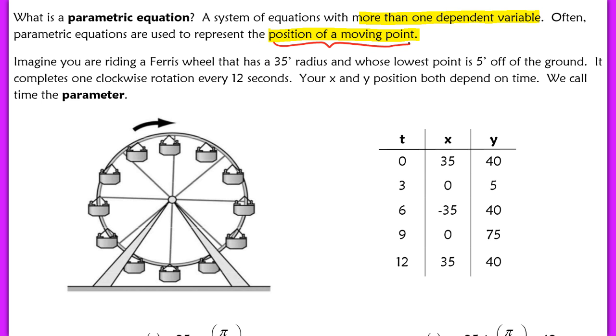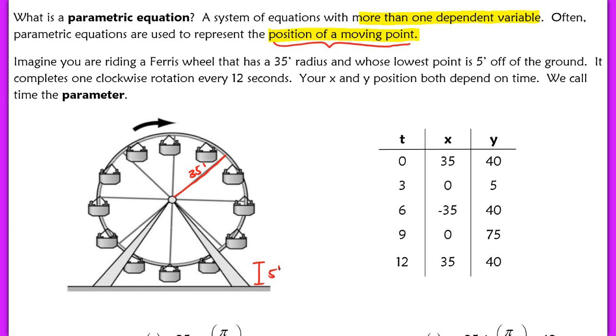To help you grasp this idea, I want you to imagine that you're on a Ferris wheel. I think this is a really relatable example because you've either been on a Ferris wheel before or you know how one works. So let's imagine that you're riding on a Ferris wheel that has a 35-foot radius and whose lowest point off the ground is 5 feet. So let's show that that segment here is 5 feet.